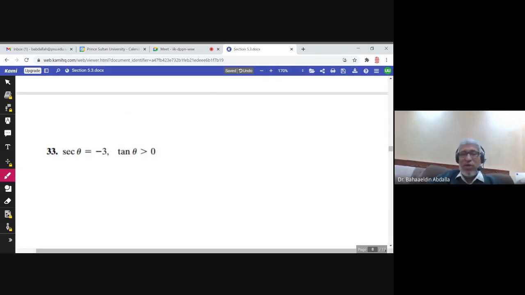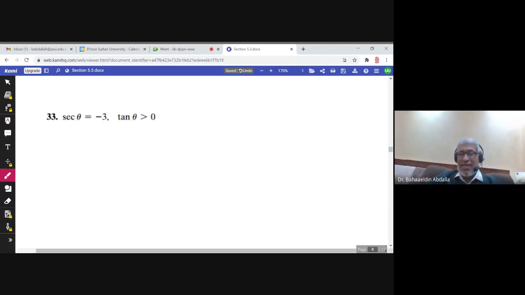Let me solve this one. Number 33. Secant is negative. Okay, secant is the reciprocal of cosine. Cosine is negative here and here. Tan is positive here and here. So this angle is in quadrant 3. Now in quadrant 3, x is negative and y is negative.